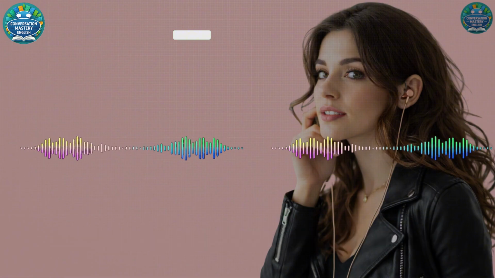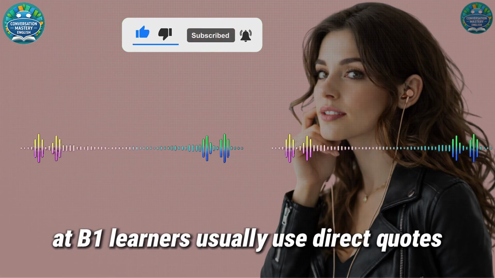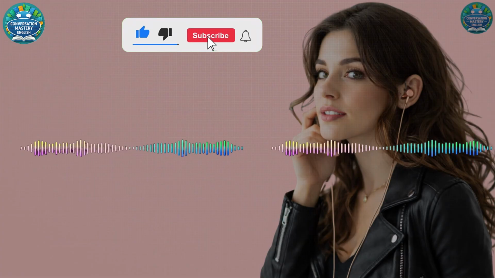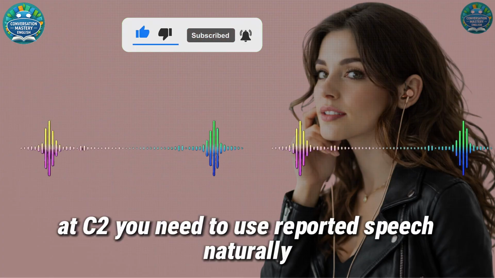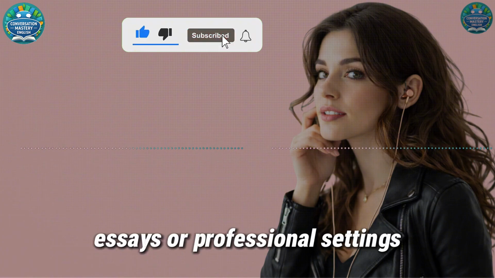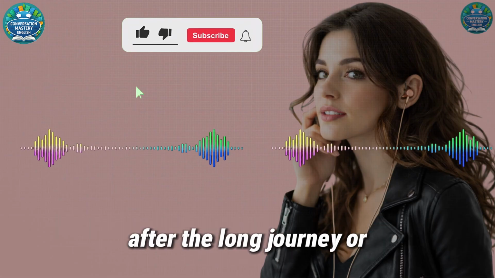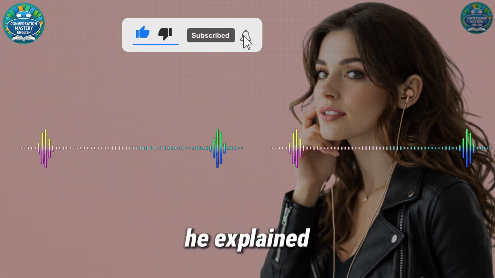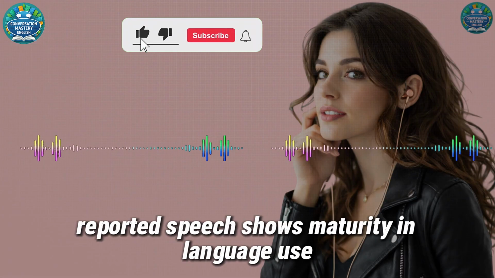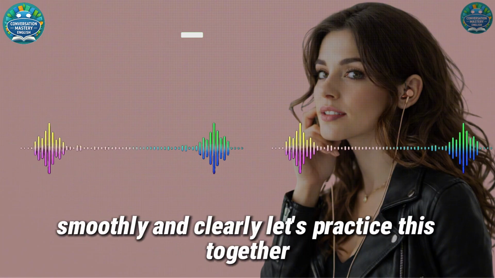Another key skill is mastering reported speech. At B1, learners usually use direct quotes. She said, "I am tired." At C2, you need to use reported speech naturally, especially in conversations, essays, or professional settings. For example, she mentioned that she was exhausted after the long journey, or he explained that he had been working on the project for months. Reported speech shows maturity in language use because it allows you to share information smoothly and clearly.